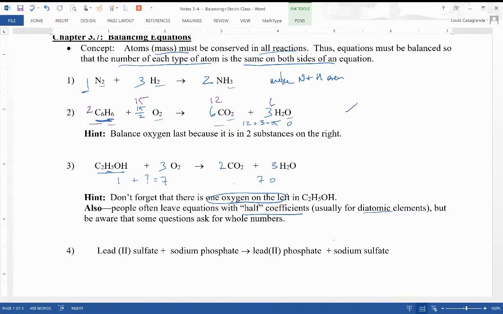AP test, especially in the multiple choice, but sometimes in the FRQ too, they'll ask you what's the smallest whole number coefficient that you put in front of an atom or in front of a substance. And so you want to make sure that you know how to get to that whole number coefficient.